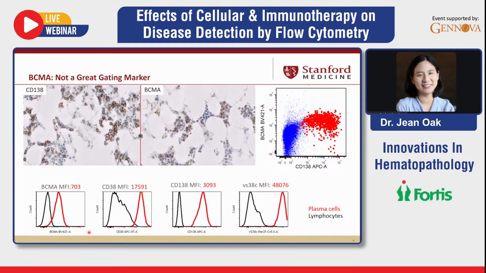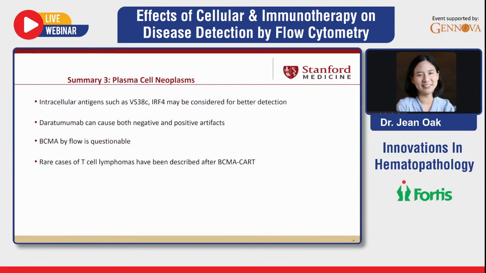And you also need to use a very bright fluorochrome. Like we're using BB421. We tried PE and it didn't work very well. So, summarizing again, for plasma cell neoplasms, the major thing is that intracellular antigens such as VS38C or IRF4 can be used more readily because you're fixing and perming them anyway. Daratumumab also has positive and negative artifacts. BCMA by flow is kind of questionable, but it can be done.